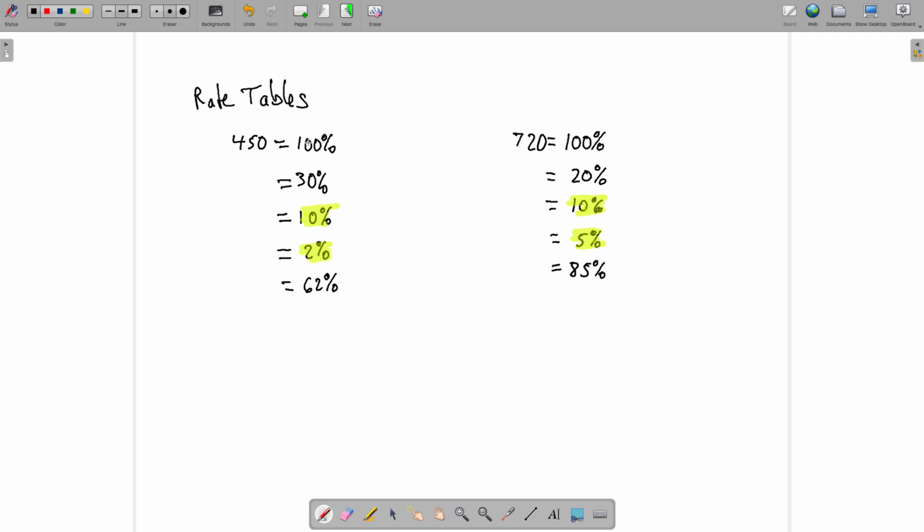So if 450 is 100%, there are 10 10%s in 100%. So if I divide that by 10, I get 10%. And if I divide the amount by 10, I get the amount that is 10%. So I know 450 is 100%, 45 is going to be 10%. Well, then 3 times the 10% would give me 30%. So 3 times this amount will give me 30%. And that is 135.